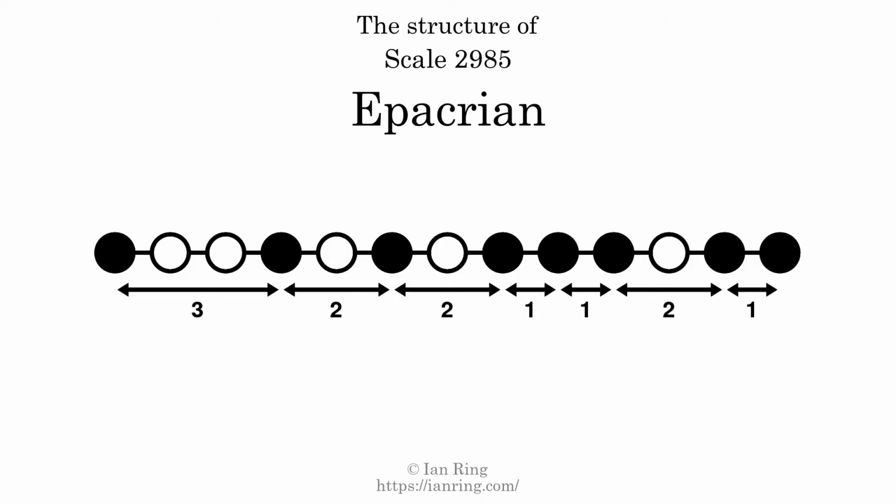The structure of a scale is a description of the interval distance between each successive tone. This scale has a structure of 3-2-2-1-1-2-1.